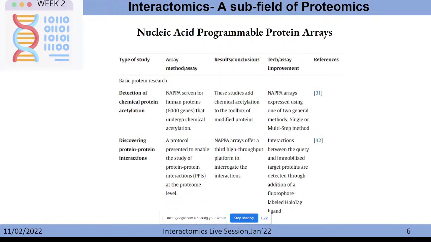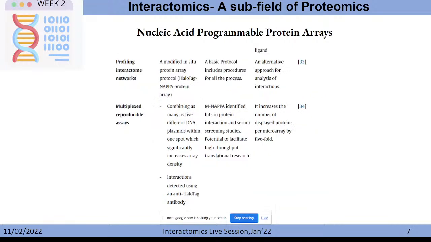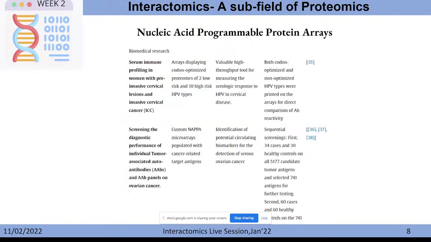So these are the major things that are being used in NAPA. One is that you can identify different chemical protein modifications and interaction networks, and another is that you can have a multiplex to increase the density of the proteins. And among the clinical and biomedical uses is serum profiling.